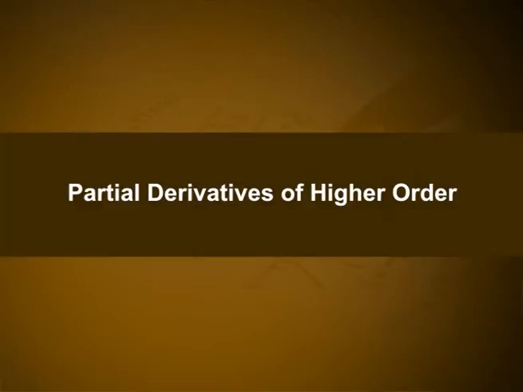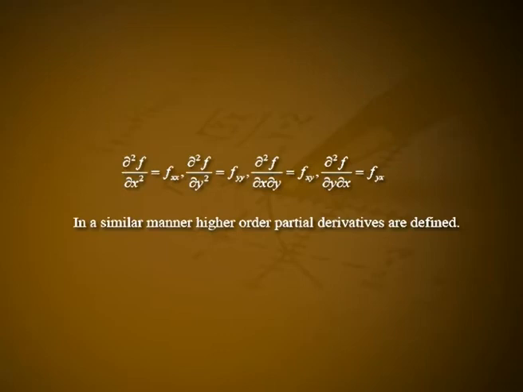Partial derivatives of higher order. Since fx and fy are themselves functions of x and y, they may also possess partial derivatives. These are called second order partial derivatives of f and are denoted by ∂²f/∂x² = fxx, ∂²f/∂y² = fyy, ∂²f/∂x∂y = fxy, and ∂²f/∂y∂x = fyx. In a similar manner, higher order partial derivatives are defined.